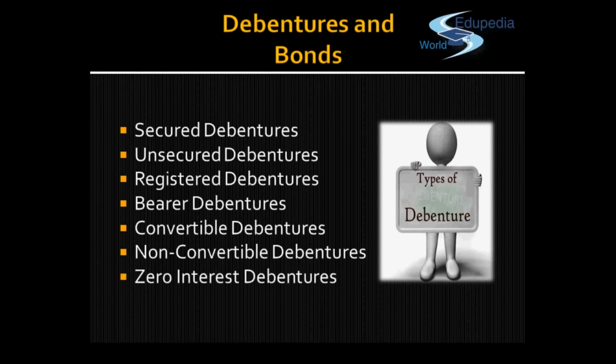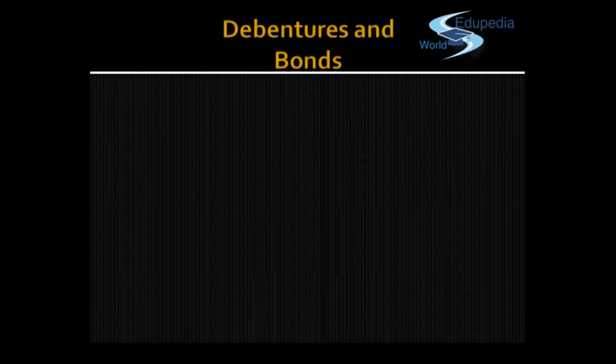Another is zero interest debentures. The debentures which do not carry any explicit rate of interest are known as zero interest debentures. The difference between the face value of the debenture and its purchase price is the return of the investor. So friends, these were the types of debentures.